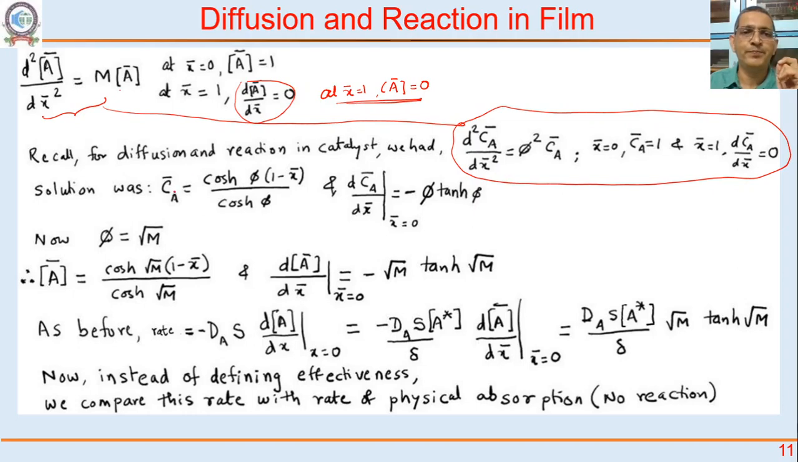And this was our solution. Ca bar was cos phi (1 minus x bar) divided by cos phi. So now our phi is root m. So A bar would be cos root m (1 minus x bar) over cos root m. And dA bar by dx bar at x bar equal to 0 is minus root m hyperbolic tan root m. So as before, our rate in kilomoles per second would be flux multiplied by cross-sectional area. See the previous slide.